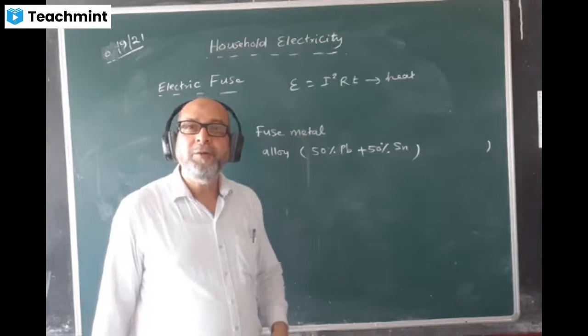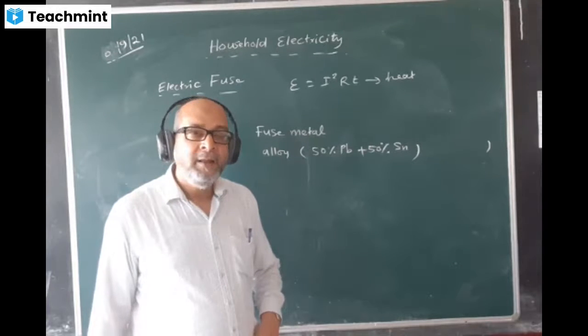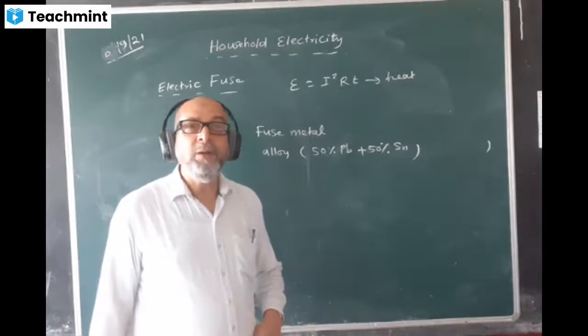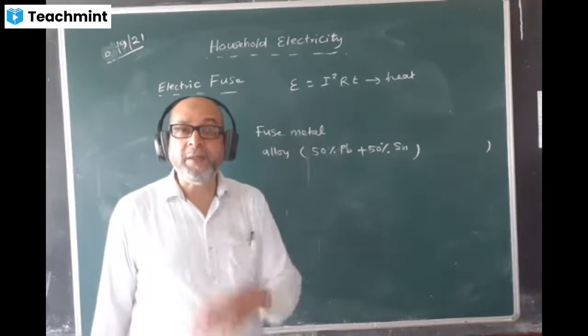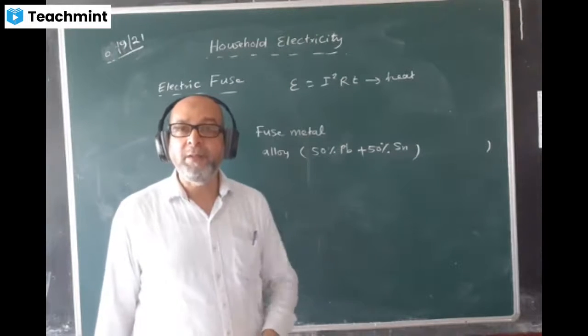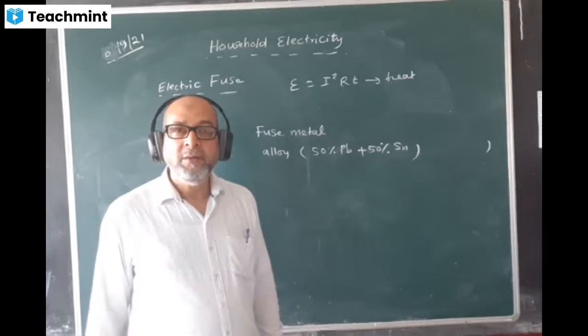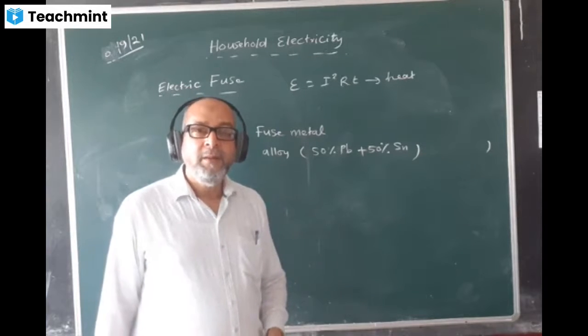So, understood now? Tell me. What will happen, sir, if we use the normal wire in this? That's what I told you. Normal wire will have low resistivity, will not stop current, and will have a high melting point. It will not melt quickly, so that can cause accidents. If you replace fuse wire with copper wires, it will cause accidents.